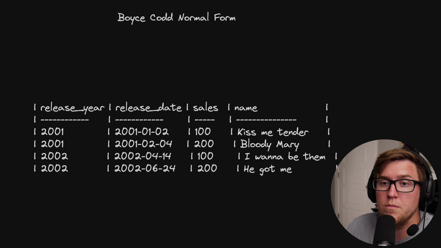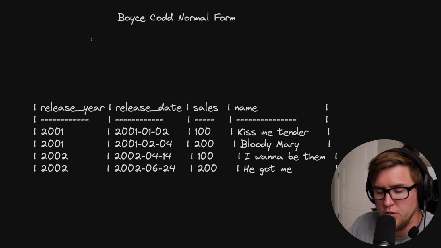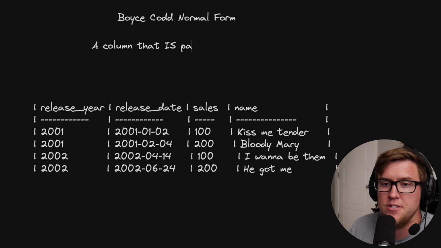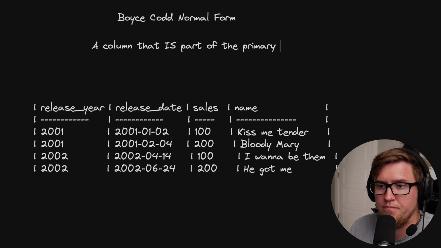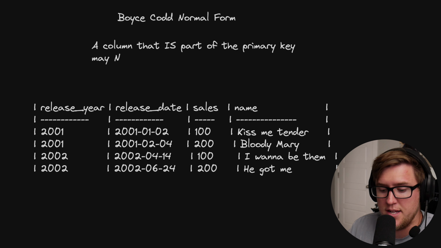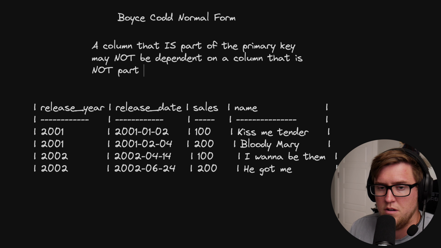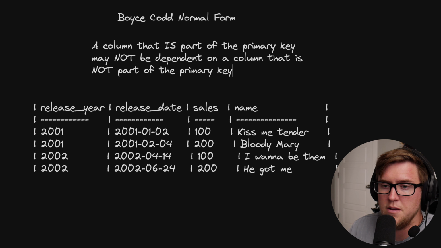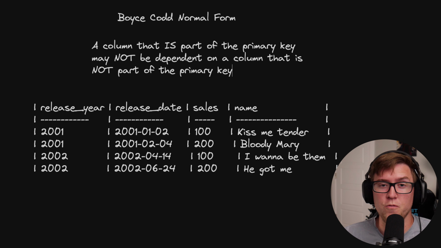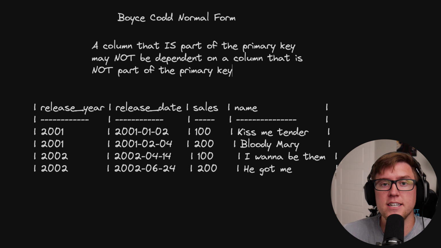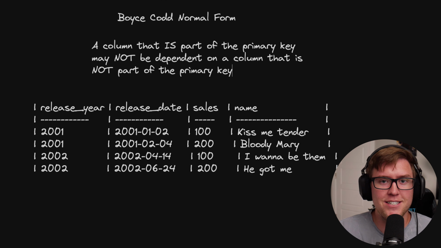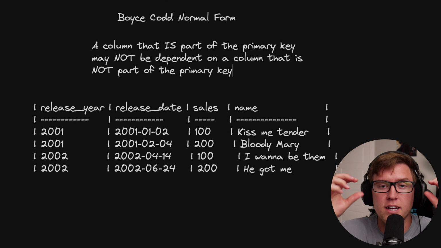So Boyce-Codd normal form adds one additional rule. And that rule is that a column that is part of the primary key may not be dependent on a column that is not part of the primary key. A fun historical fact is that Boyce-Codd normal form was actually created later, after the first, second, and third normal forms, only after realizing that there is a way for duplicate data to slip into tables, even when a table adheres to all the rules of third normal form. So this additional rule was added.